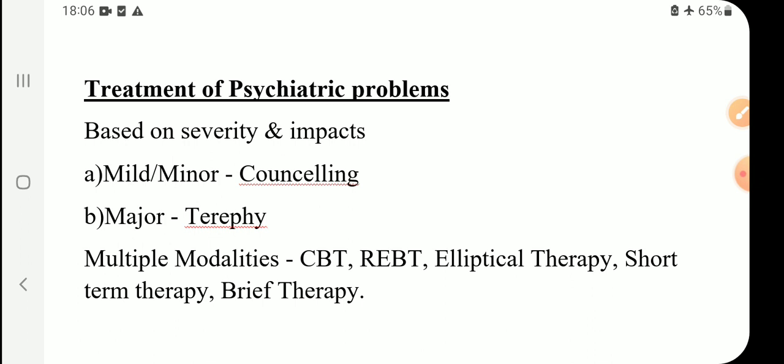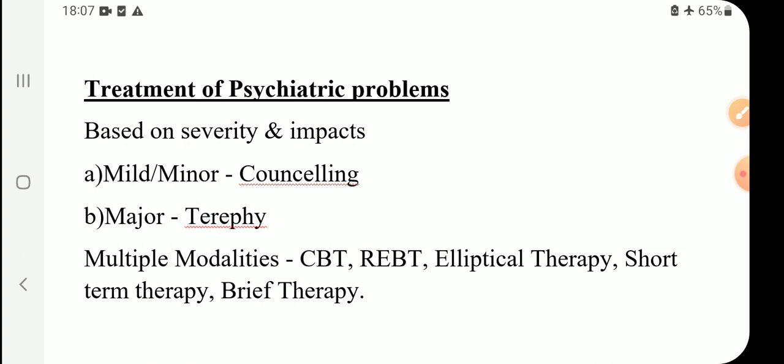And if the disorder or illness is major, then they will find the right therapy. There are multiple modalities in therapy like CBT, REBT, or eclectic therapy, and short term therapy, brief therapy. They will identify a proper therapy. As per that, they will diagnose, and then they will give the right medicine, and give a solution to the patient. So these are the treatments, how a psychiatrist will treat a patient.